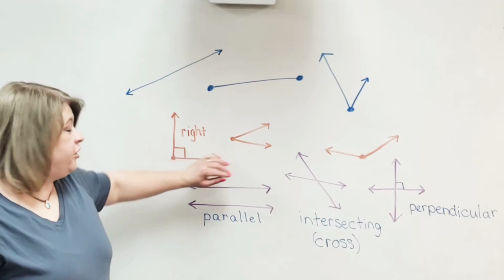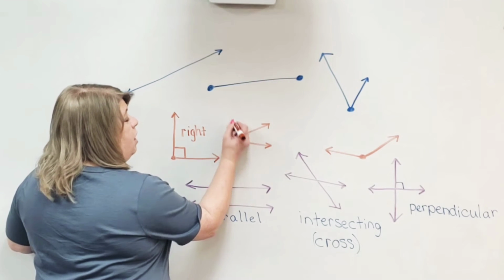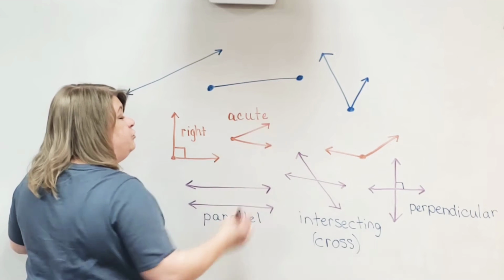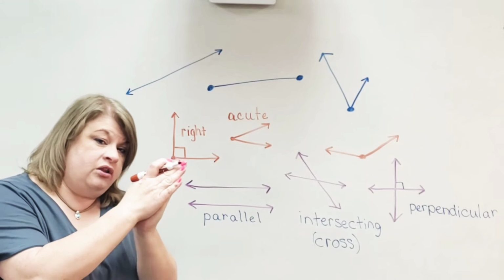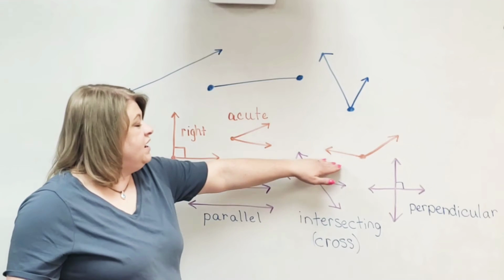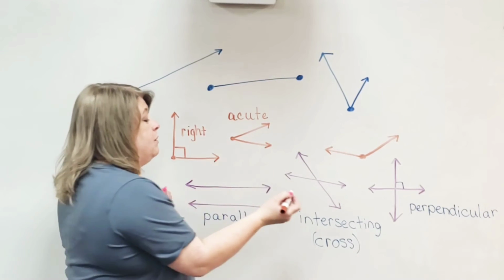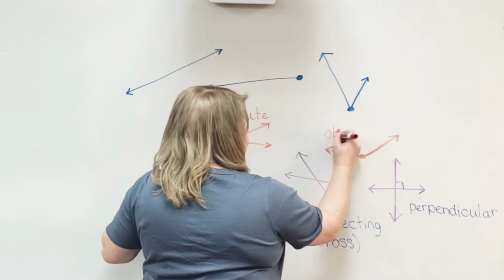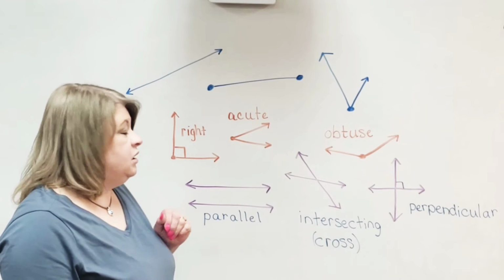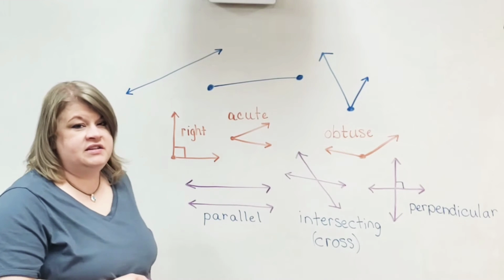If it's smaller than a right angle, because we couldn't make a square here, it's too small. It's little, it's cute, so we call it an acute angle because it's smaller than halfway. Here's your right angle, here's your acute angle. What if instead of being smaller than the right angle, it's bigger? Do you remember what those are called? Those are obtuse angles. Those are the three kinds of angles that we have studied so far. All right.